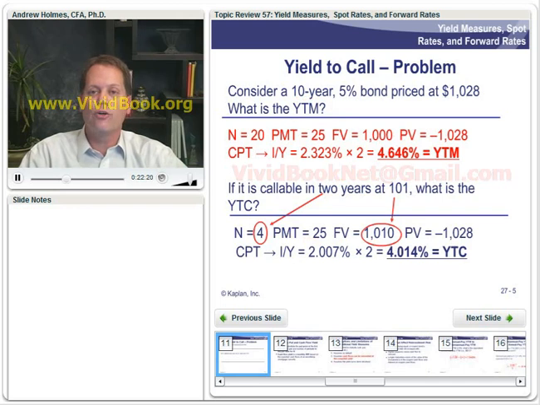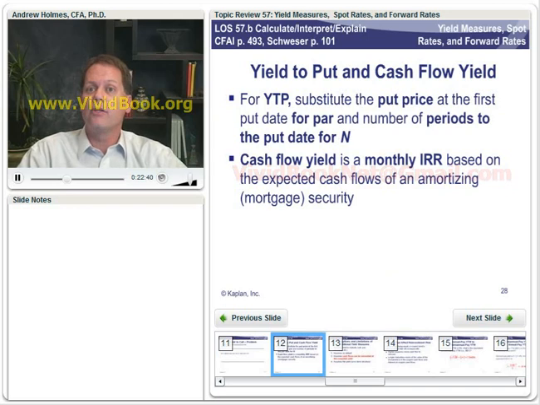What's the yield to worst? Well, the yield to worst just says look at all the yield to call, all the yield to maturity, and find the lowest one. So this is the yield to call. It's also the yield to worst in this case. So yield to worst by itself doesn't have any explicit calculations, just a comparison of the other calculations that you've already made. Okay, what about yield to put, cash flow yield?